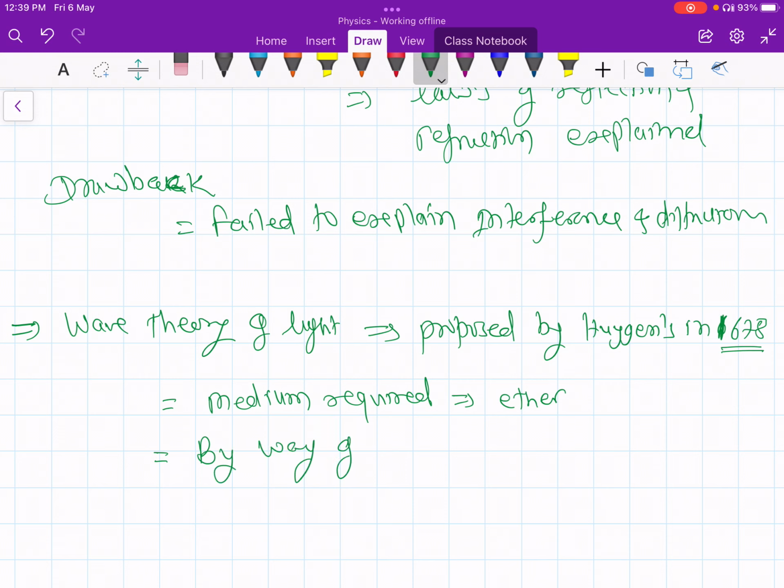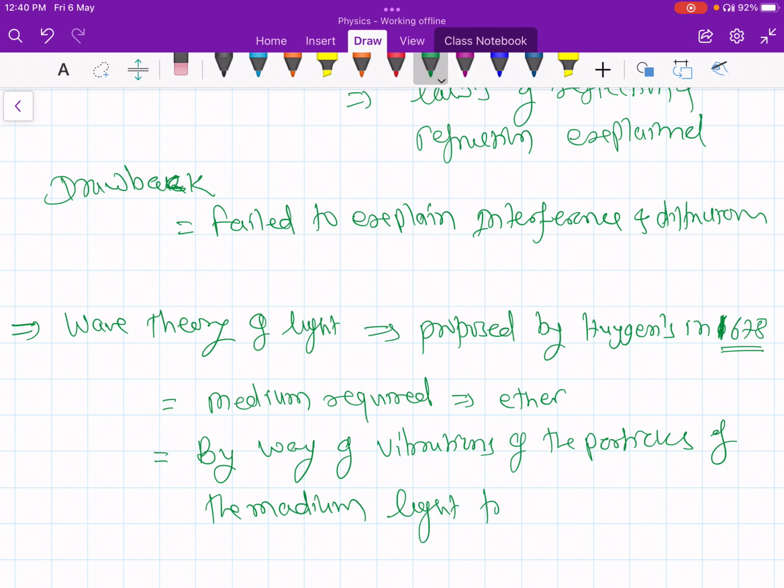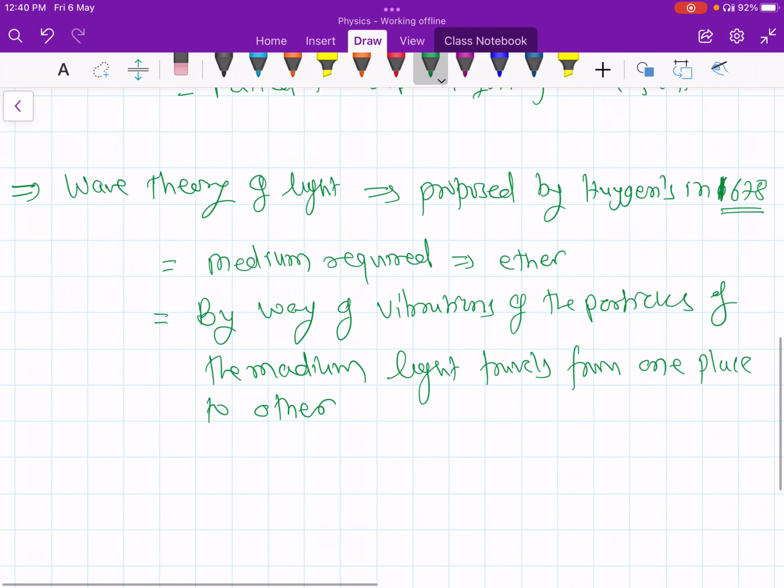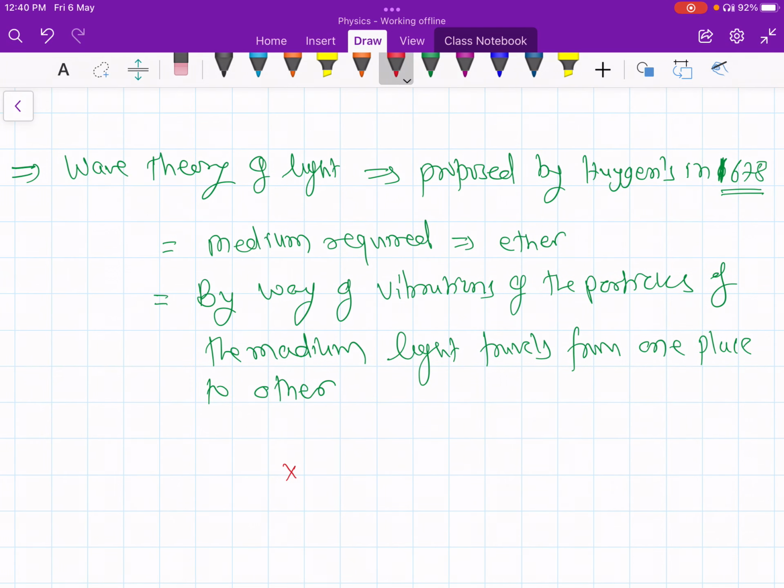By way of vibrations of the particles of the medium, light travels from one place to another. For example, if this is the source of light, then according to this wave theory of light, this source is surrounded by particles of the medium called ether. Let's assume that light is propagating in this direction, and we will consider three particles here.